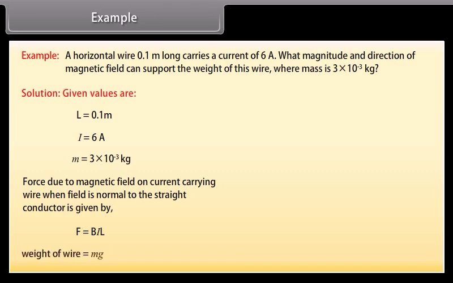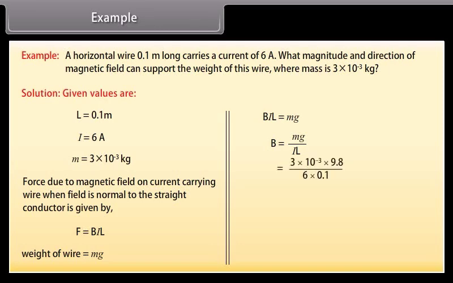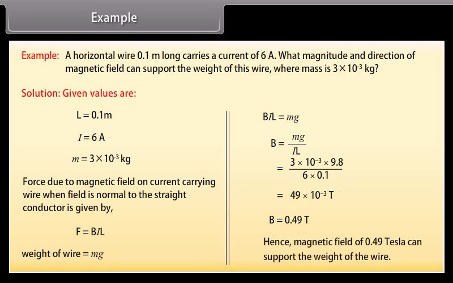Weight of wire is given by mg. On comparing these two equations, we get BIL is equal to mg, which can be written as B is equal to mg divided by IL. By putting the values and calculating, we get the value of B is equal to 0.49 Tesla. Hence, a magnetic field of 0.49 Tesla can support the weight of the wire.